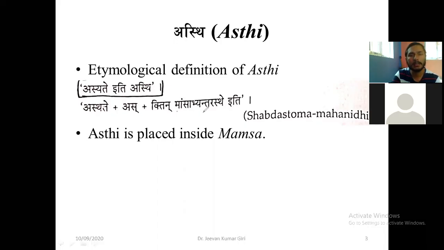That means the structure present within the muscle. The Asthi is placed between the muscles, means the Asthi is covered up by the muscle. That is the structure which is covered up by the muscles, that is Asthi. This is told by the Sabdastoma Mahanidhi, which is the reference of this Nirukti. So Asyate iti Asthi: the Asthi is placed inside the muscles, or covered up by the muscle. The structure present in the core of the muscle, which the muscles cover up, that is the Asthi.